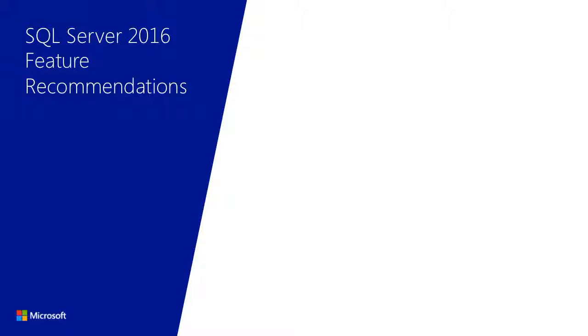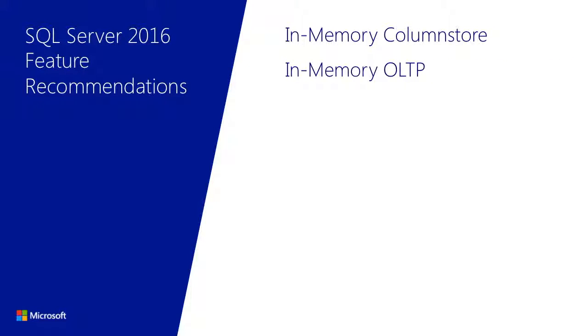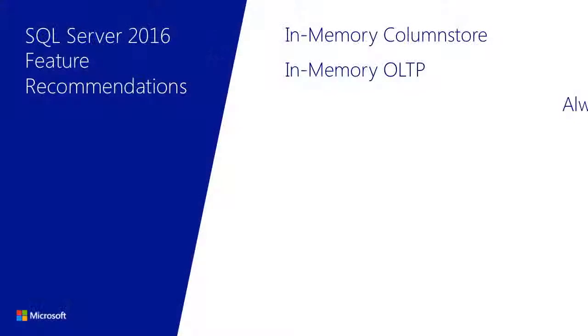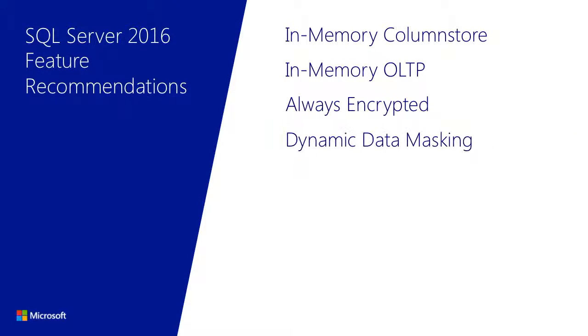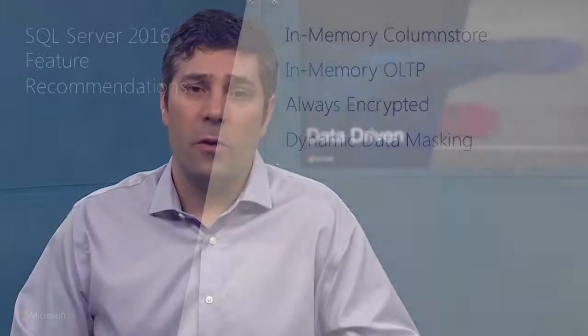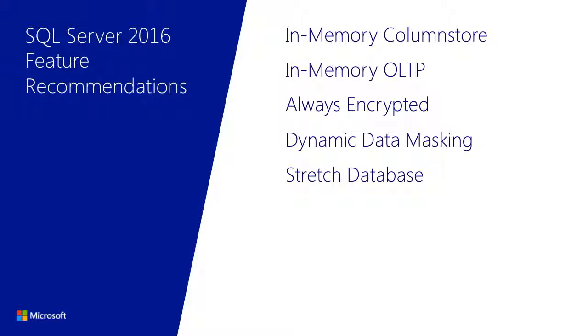We'll be looking at your schema and deciding whether or not you can take advantage of in-memory columnstore indexes, or taking a look at your tables and understanding if there's lots of locking and seeing if we should recommend you use an in-memory table or in-memory procedure. We'll also be looking at the schema and the data and offering recommendations on whether you should use the new Always Encrypted feature or dynamic data masking for the sensitive data in your database. If you're looking at a database with a lot of cold data, we'll look at those tables and recommend whether Stretch Database is a feature you can take advantage of.